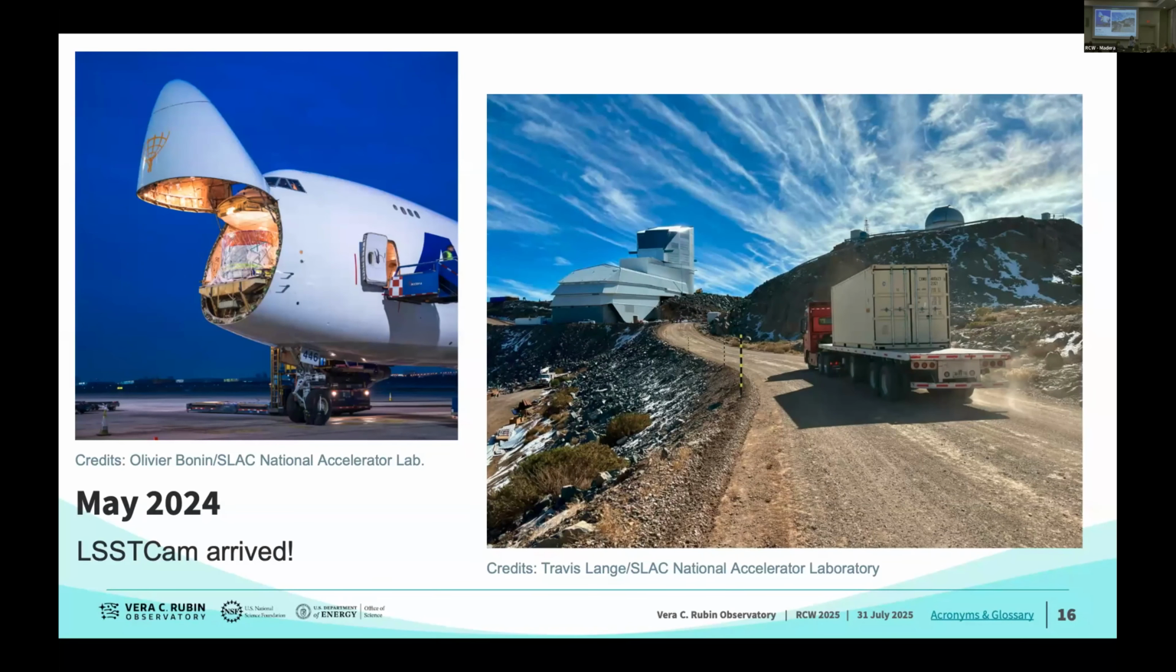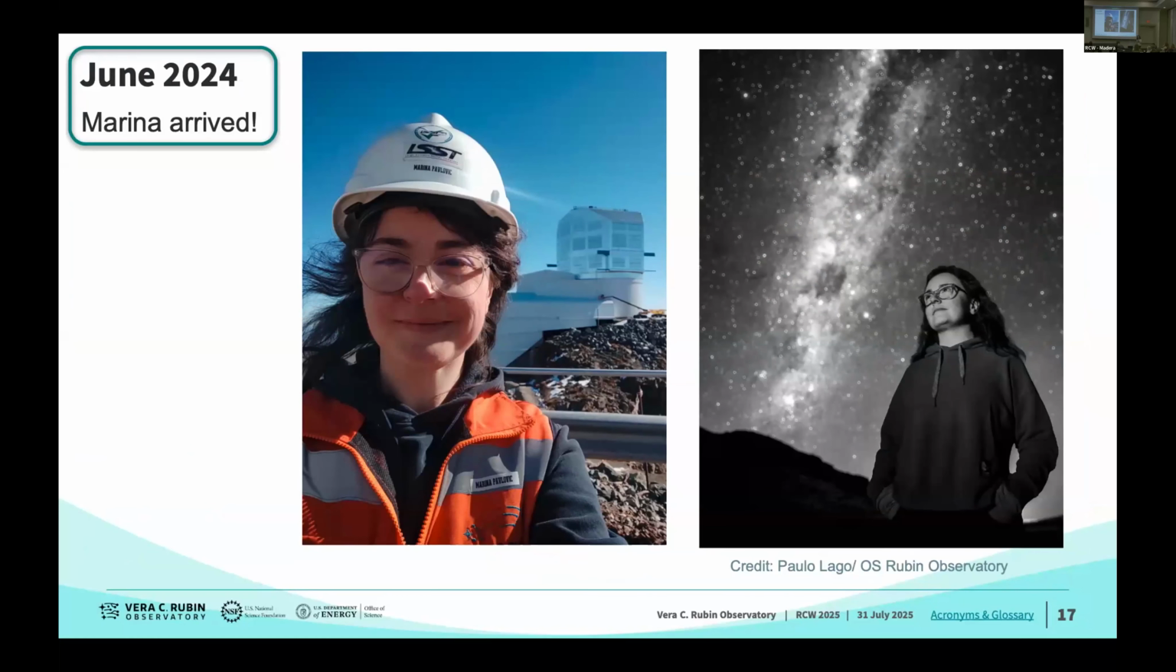2024 was a very important year. We had one more huge milestone. I finally arrived at Cerro Pachon. My plan was to volunteer for 3 months, and now a year and a half later, I'm still there.